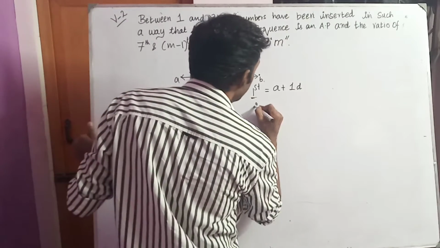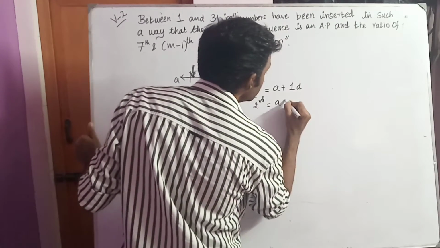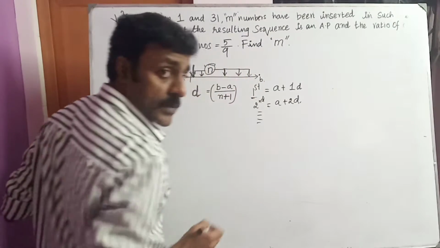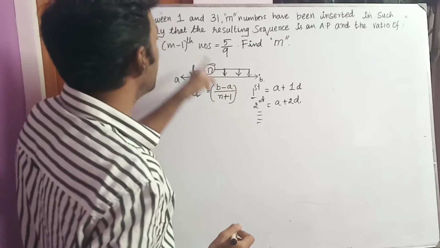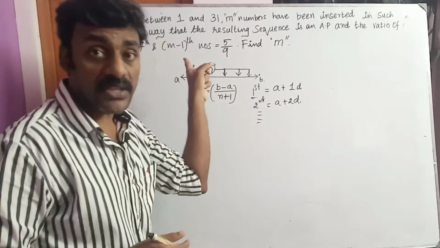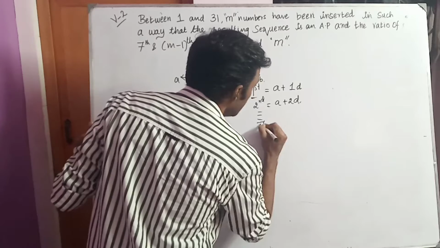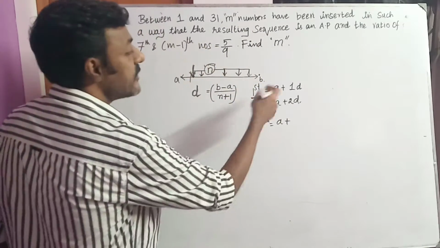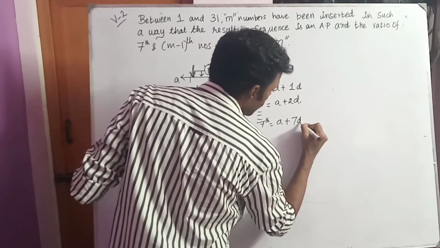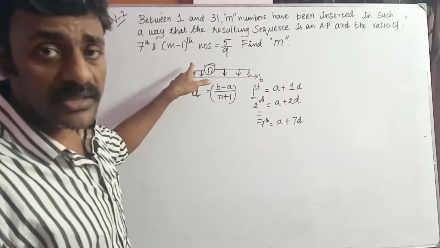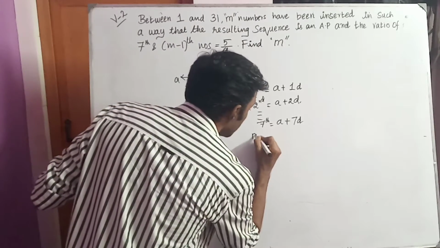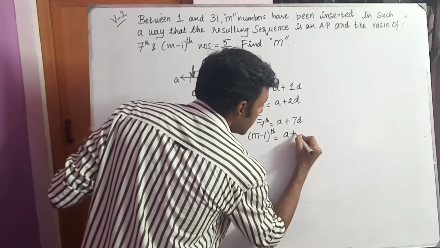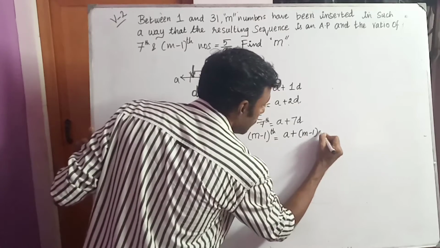the second number will take the form a plus 2 into d. Similarly, and so on. For example, for the seventh term, it will be a plus 7 into d. Similarly, for the m minus 1th term, it is going to be a plus m minus 1 into d.